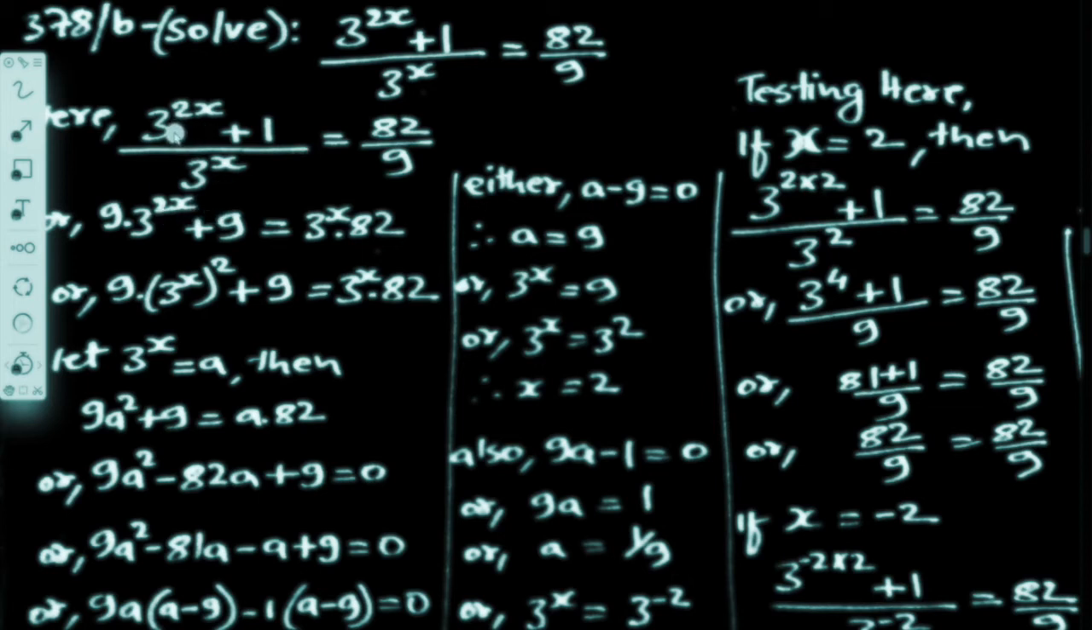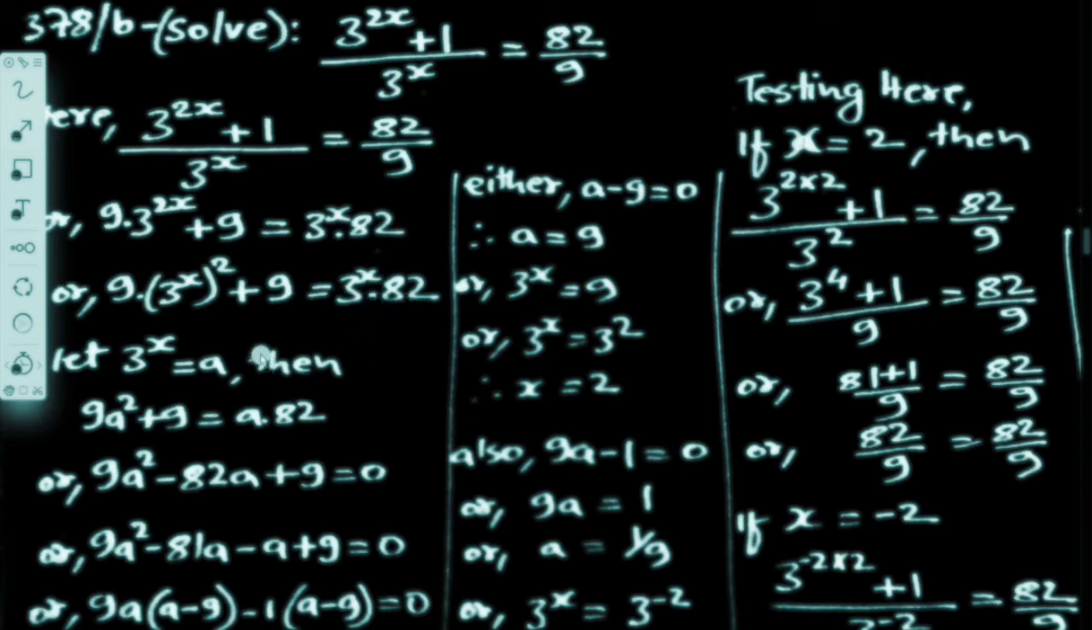Now here, 9 into 3 power 2x plus 9 into 1, equals 3 power x into 82, the lower one multiplied with the upper one. So 9 into 3 power x whole squared plus 9 equals 3 power x into 82.